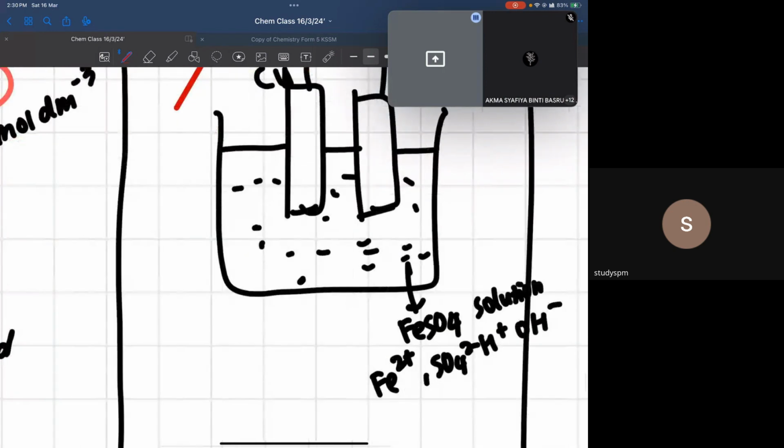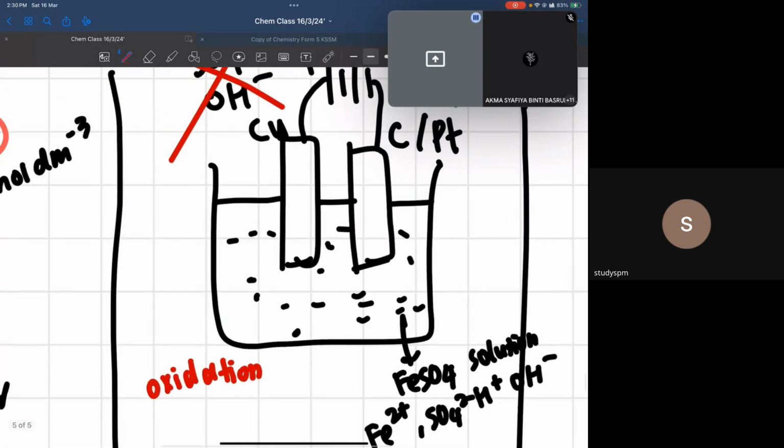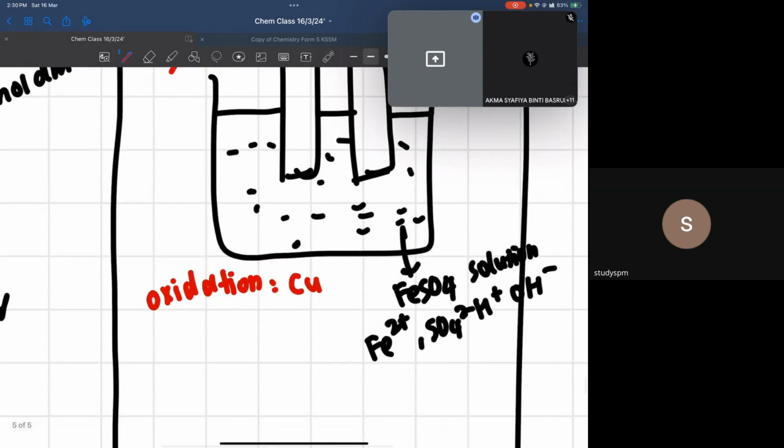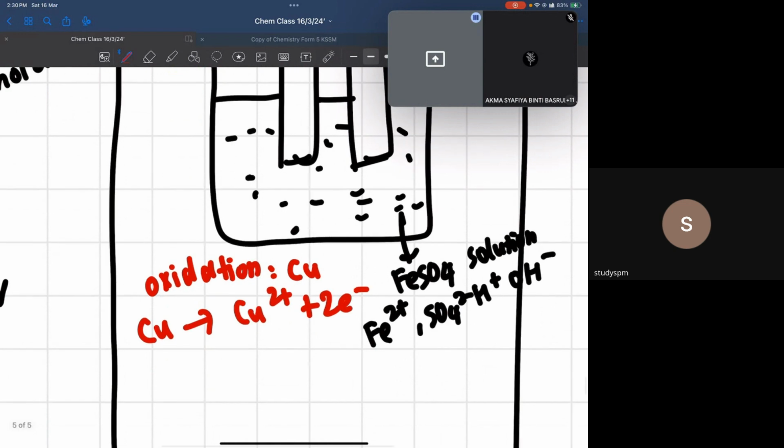Okay, we write it first. Because copper itself reacts. It is not inert like carbon and platinum. So this copper is oxidised. Let's try to write the oxidation of copper: Cu becomes Cu2+ plus 2e. This is the half equation for copper.